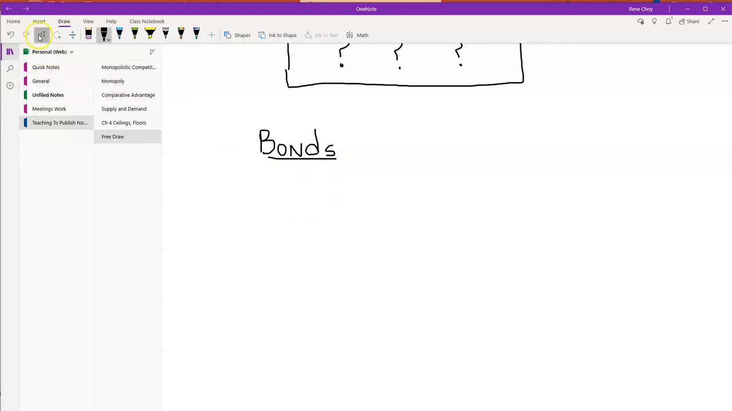So a bond is basically a promise to repay. Bonds are basically IOUs. You know, it's I owe you money and I'll pay you later. So bonds usually have what we call a face value. They have a price. They pay a coupon payment, which is usually a percent, so it's an interest percent. And then they have an end date or a maturity date.